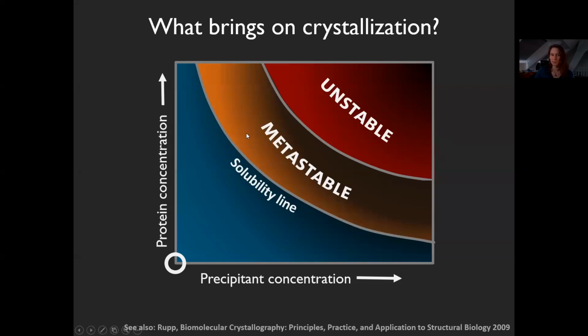In the metastable region, phase separation is possible in a protein-rich and a precipitant-rich phase, and also crystals can form. And here in the blue region, you would have a clear protein solution, a single phase, and a stable form, everything being liquid and homogeneous.